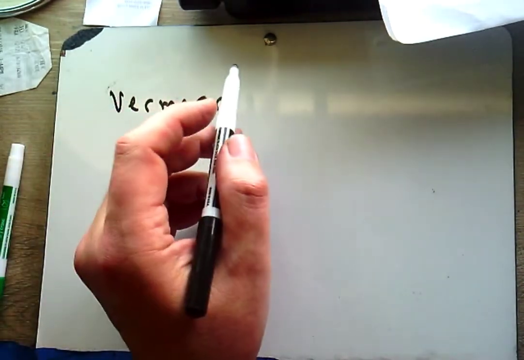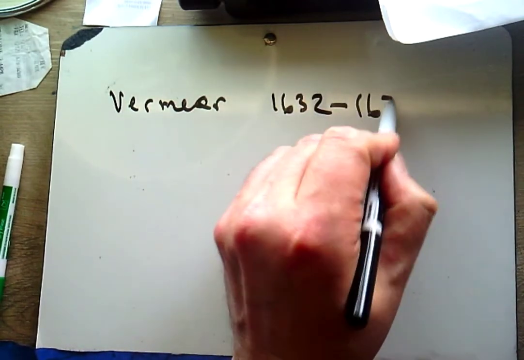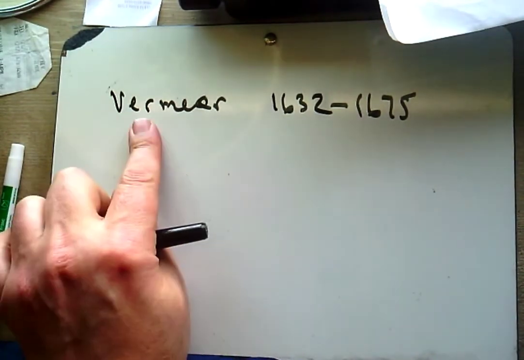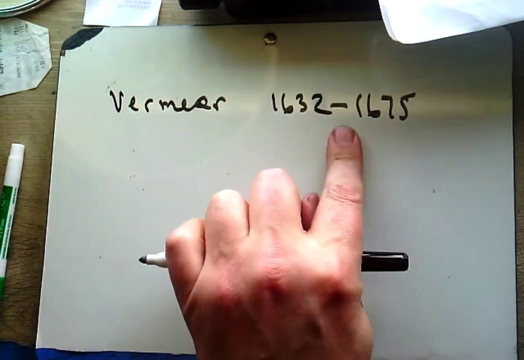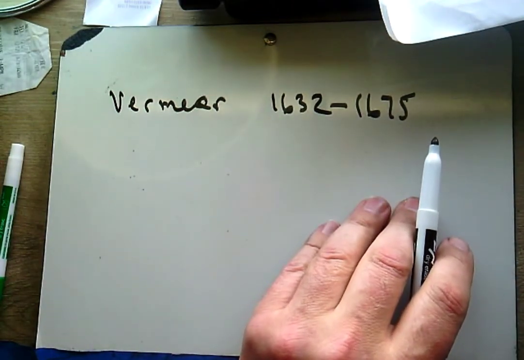But anyway, Vermeer lived 1632 to 1675, and when you realize what he was painting at that point in human history, it's one of those pretty amazing things.